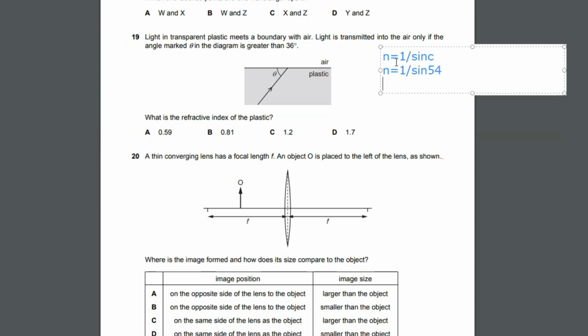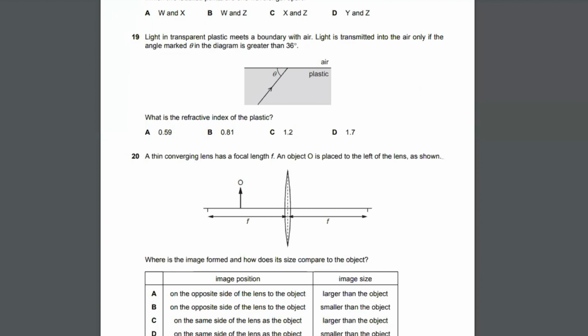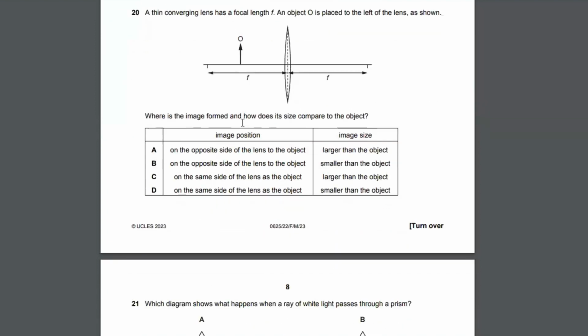It comes out to be 1 divided by 0.809. So let's say 0.81. So 1 divided by 0.81 gives me 1.234. So the closest answer is C. So the answer for the 19th question is C. 1.2 is the refractive index.